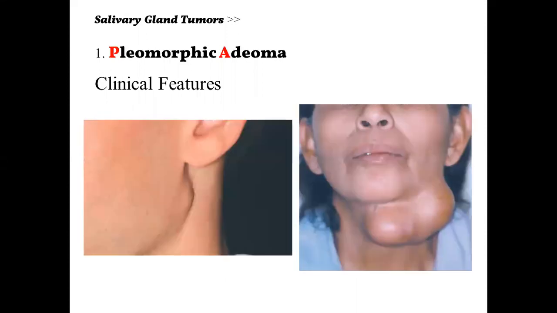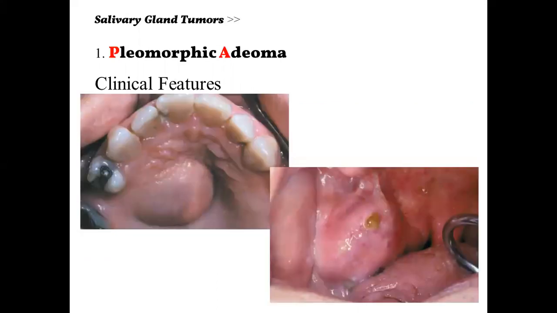So this is a clinical manifestation, extraoral, of a pleomorphic adenoma. Okay, this is adenoma, not adeoma, adenoma with N. So this one, there. This is an intraoral clinical manifestation of pleomorphic adenoma. So it can be ulcerated and infected.